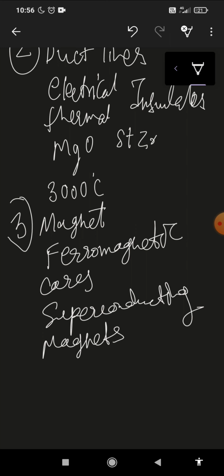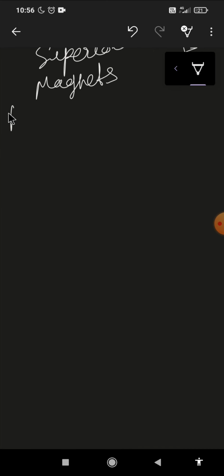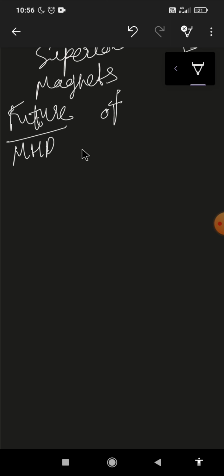Now we'll see the future of MHD power generation. There are future prospects, where MHD generation has potential and where MHD generation is an ongoing project. So the future of MHD generation.